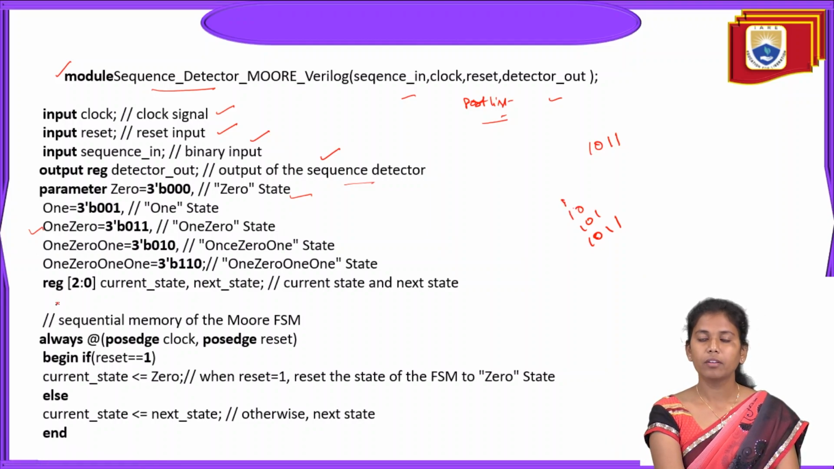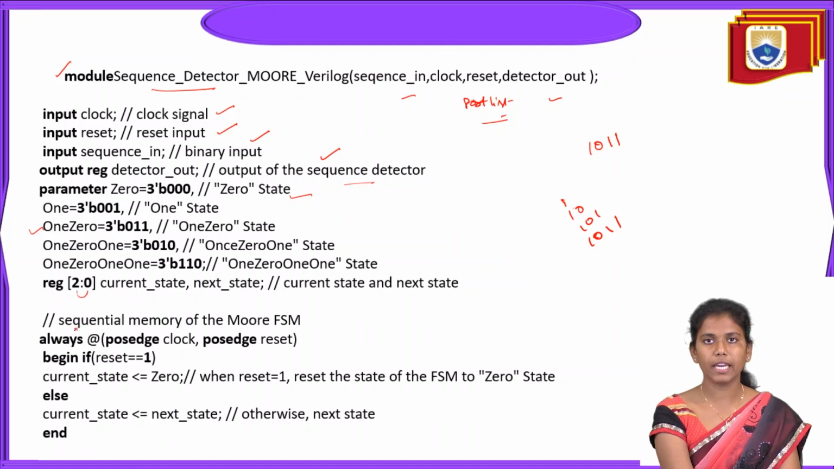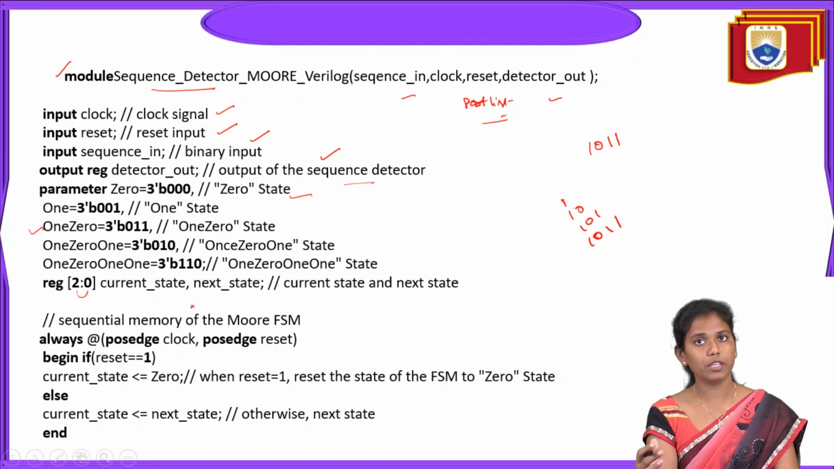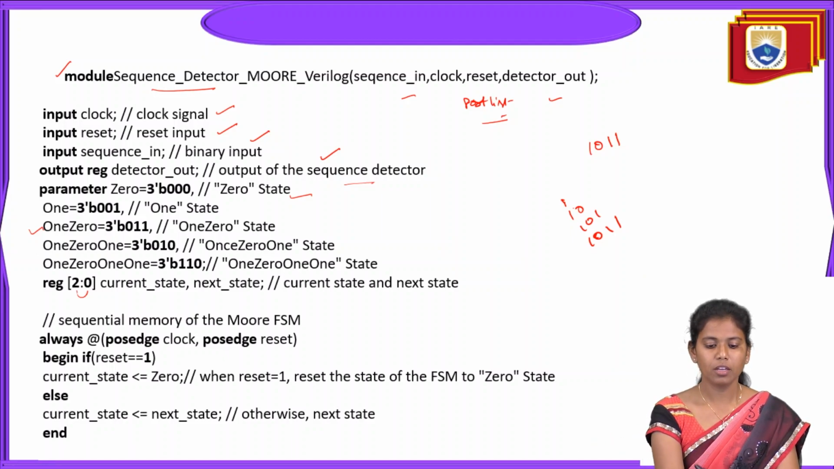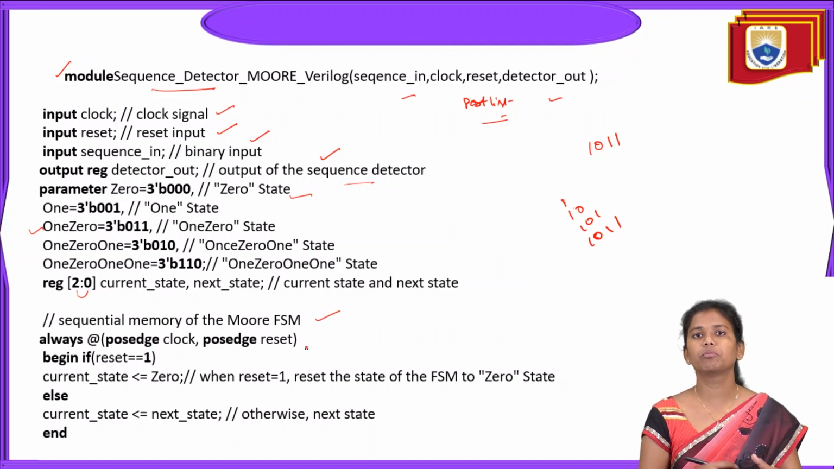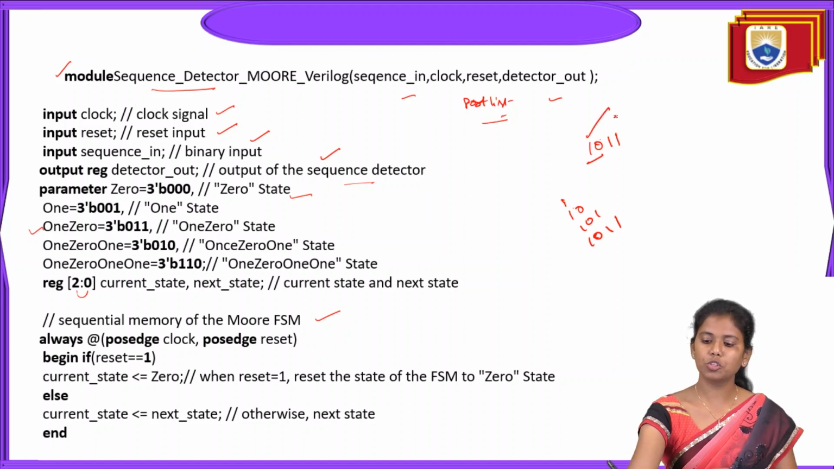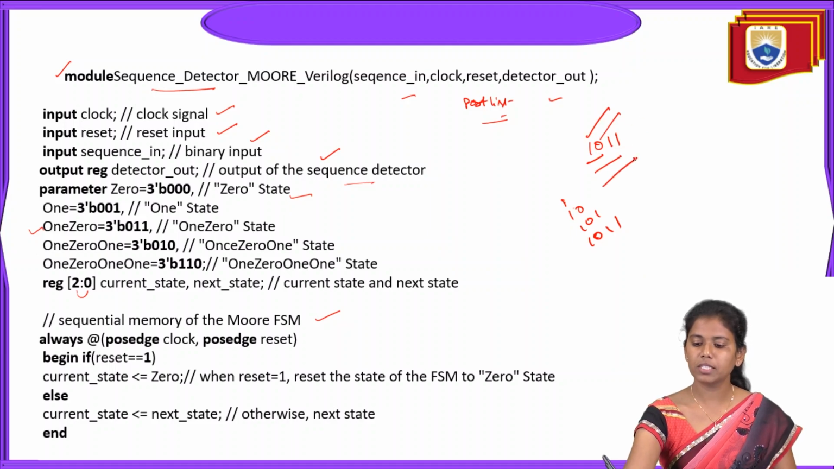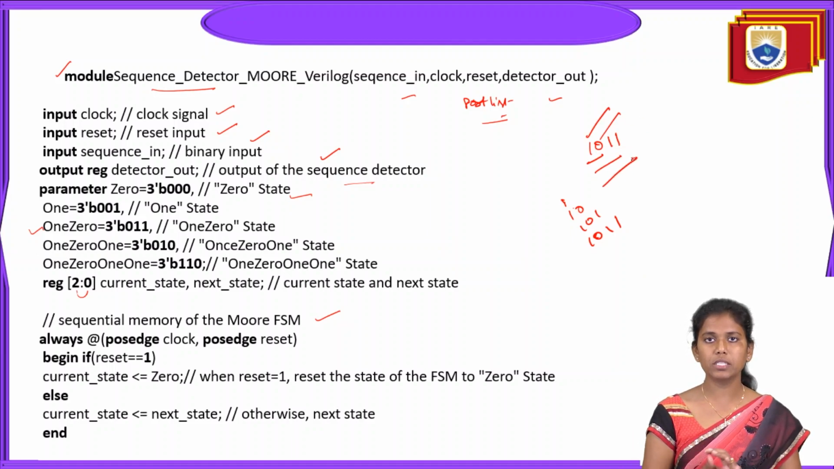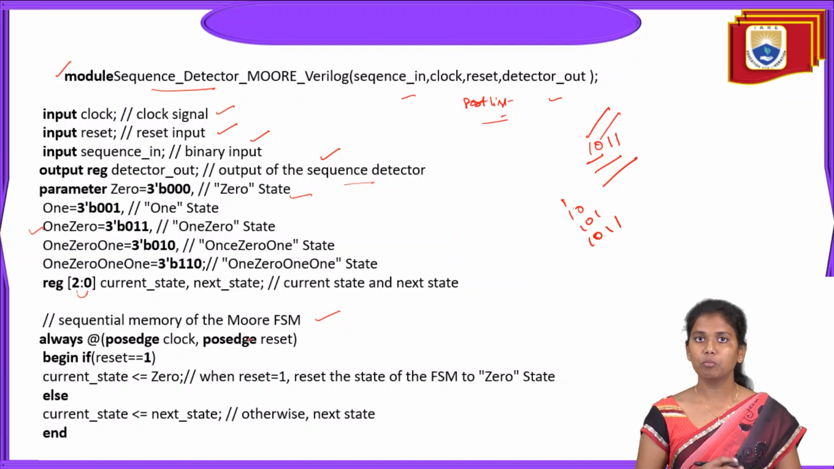Then finally the register, a 3-bit current state. The next state is going to be determined based on the current state and the current input. So this is the register and the sequential memory of the Moore FSM. How does it work sequentially? First we have to detect the first bit, then along with it the 2 bits, then the 3 bits, and then the 4 bits. The sequence detector detects the bits in a sequential manner. So how is the sequential memory of a Moore FSM written?